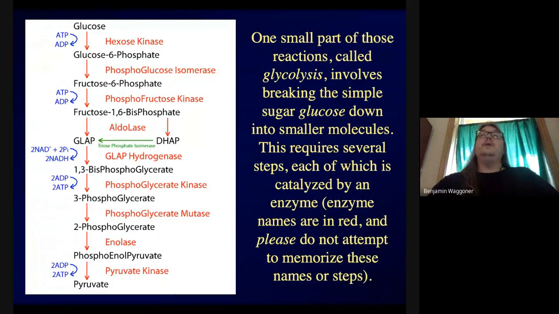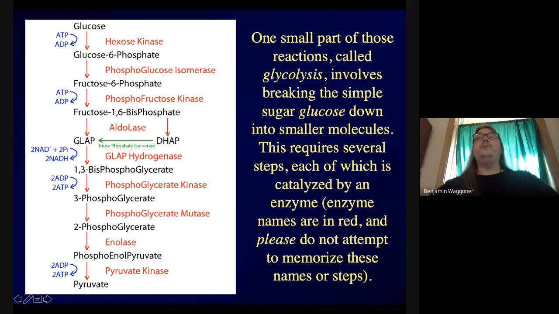And glucose is broken down into glucose 6-phosphate, which is turned into fructose 6-phosphate, which is turned into fructose 1,6-bisphosphate, which is broken down into GLAP and DHAP. DHAP's turned into GLAP, and then GLAP is turned into 1,3-bisphosphoglycerate, which is turned into 3-phosphoglycerate, 2-phosphoglycerate. Okay, don't worry about that. That's 1, 2, 3, 4, 5, 6, 7, 8, 9, 10 different steps that break down glucose sugar into a simpler compound called pyruvate.